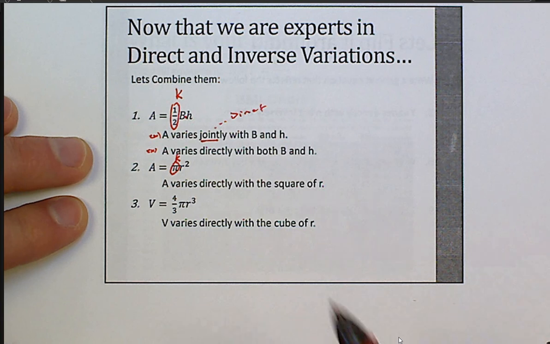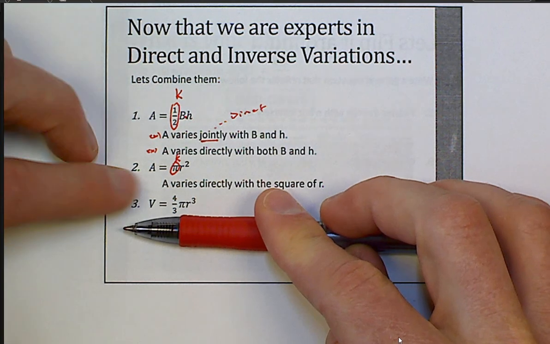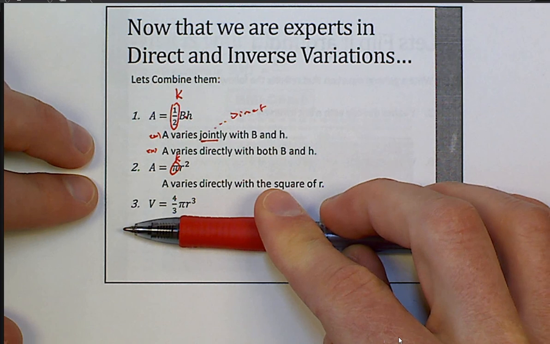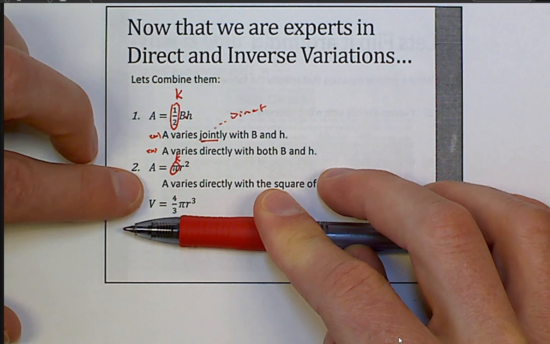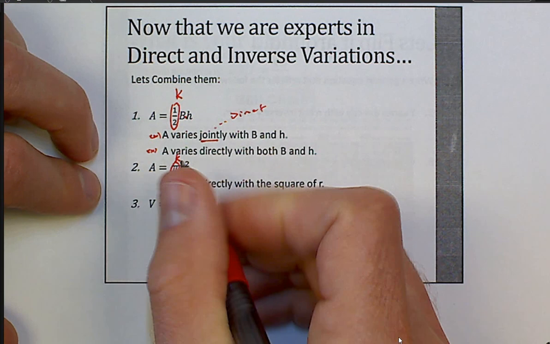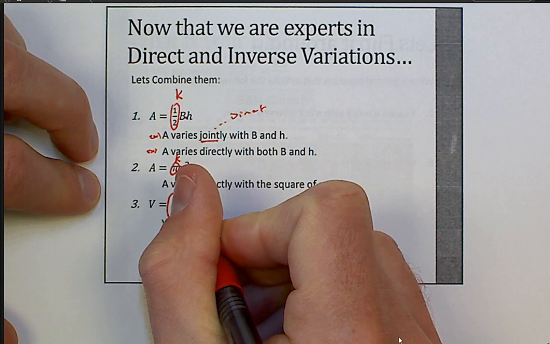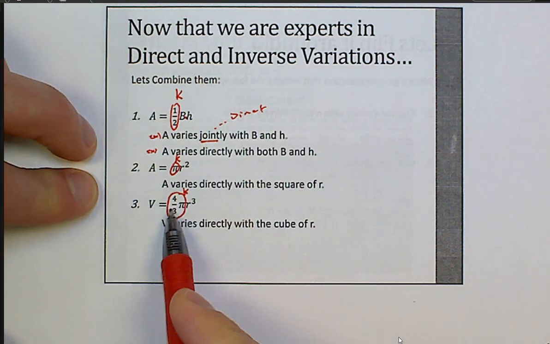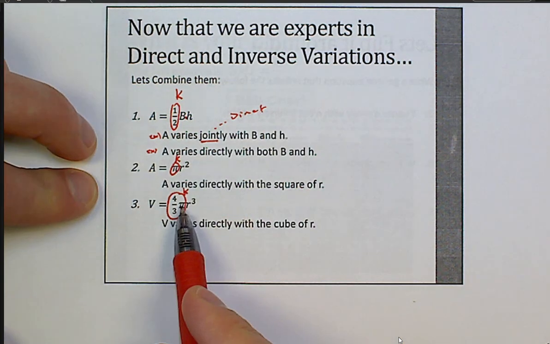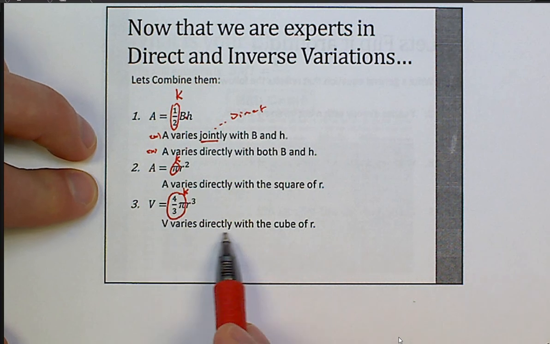On the bottom one again, here's what you've got to be thinking. I give you number 3 and I ask you to write it out in words. Can you do that? Well, V varies directly with what? Well, this one's a little tricky. As long as you understand that this is your k value, right? Because this is actually a number, 4/3 times pi. Pi is a symbol, but yet it's still a number, 3.1415, etc. So it's really 4/3 times that number. Those together make your k value, so it's V varies directly with the cube of r.